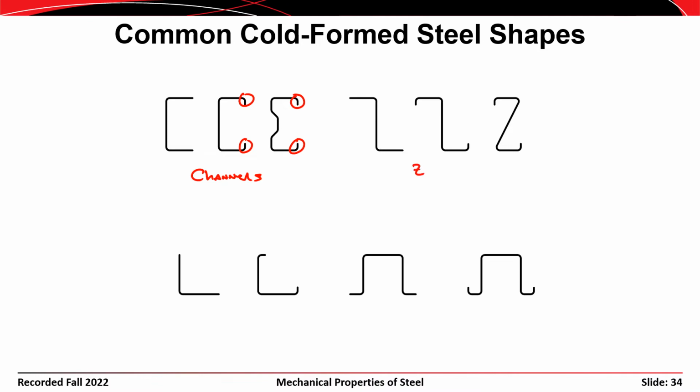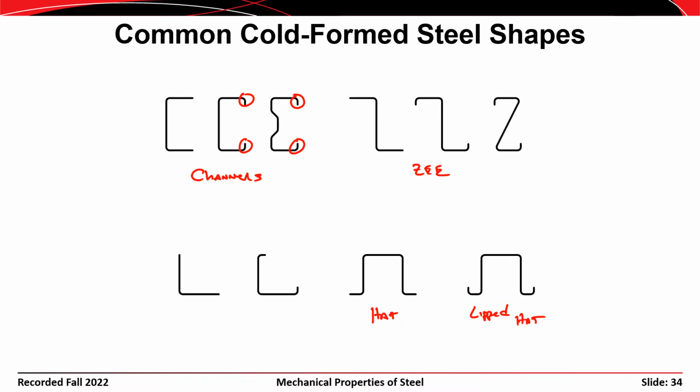Up here you have Z-shaped sections. So you have a Z on the left, a lipped Z in the center, and then a lipped sloped Z on the right. Down here in the lower left, you have a couple of different angles. You have an L section and a lipped L. And then here you have a hat section, and then you have a lipped hat over here.